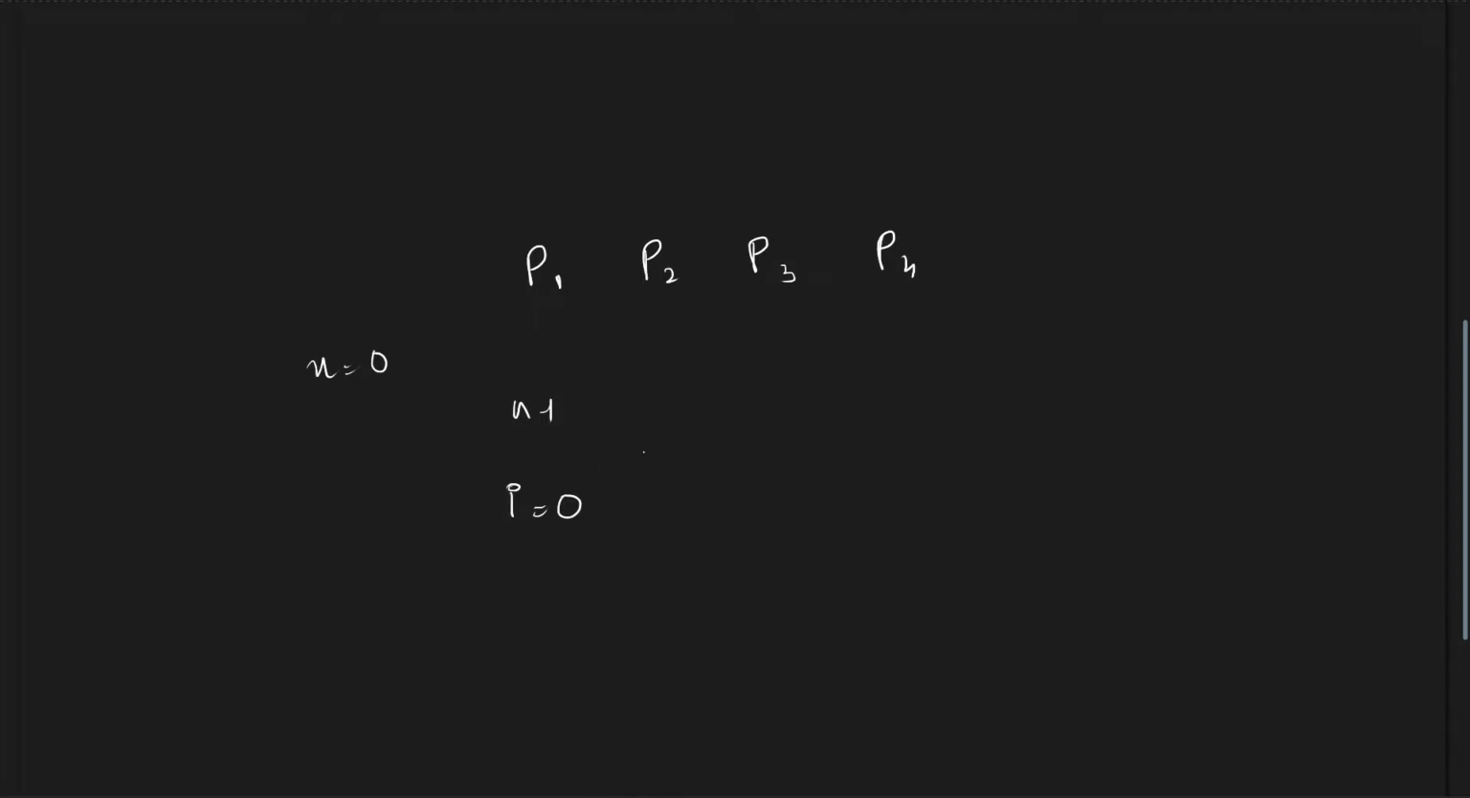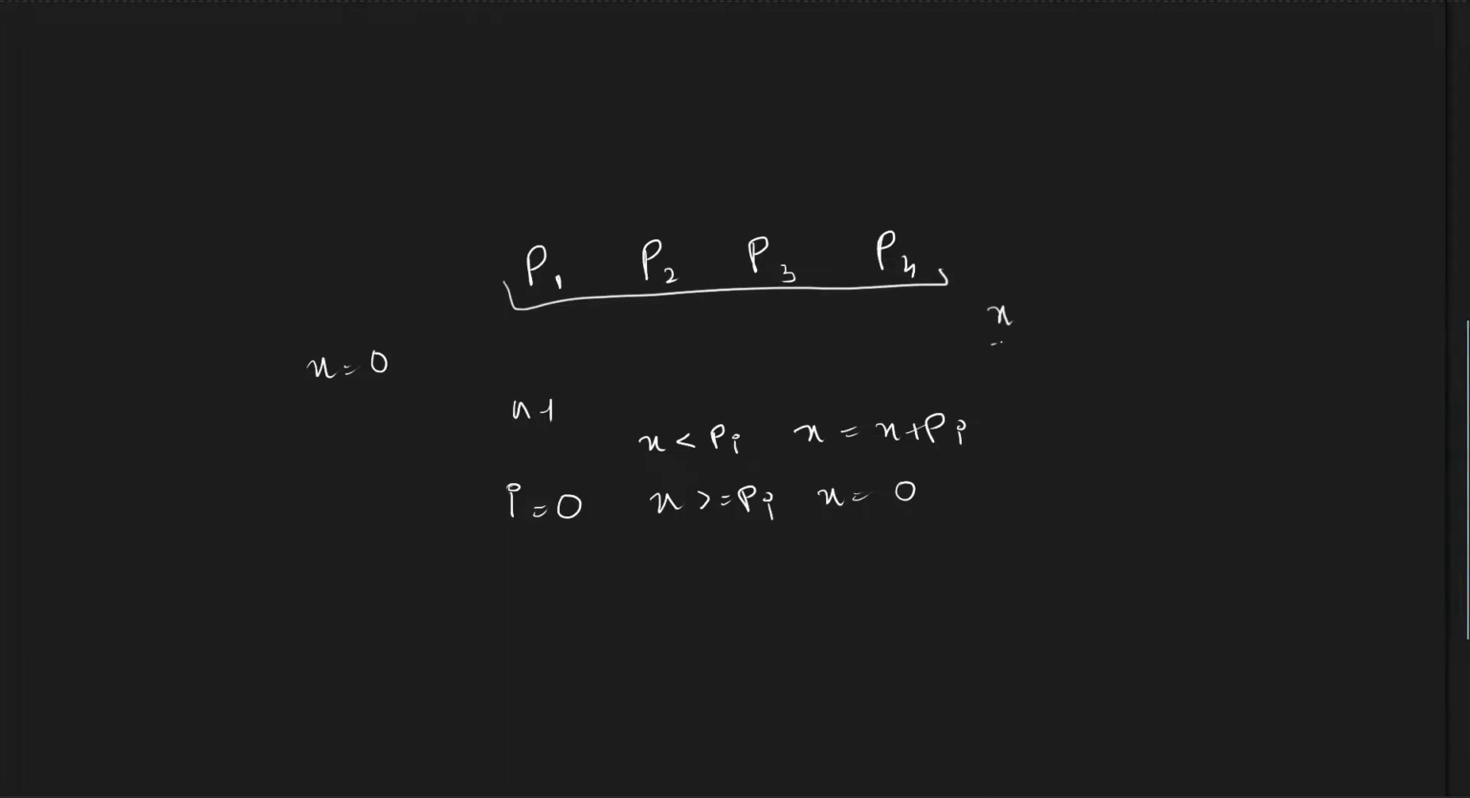In each step, if x is less than pi, then x is equal to x plus pi. In any other case, if x is greater than or equal to pi, then x is equal to 0. So after traversing from 1 to 4, there will be a certain value of x, and we want to maximize this value of x and print such a permutation which maximizes it.